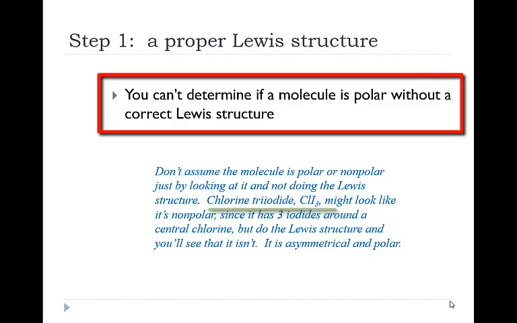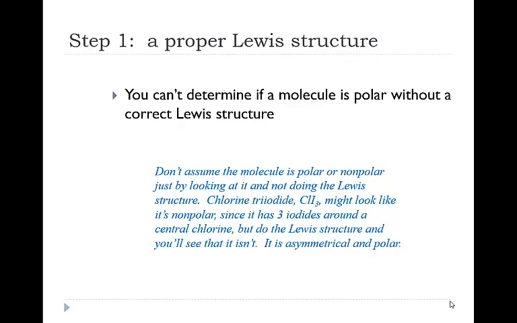For example, chlorine triiodide might look like it's nonpolar since it has 3 iodines around a central atom, so you might think it was trigonal planar. But if you do the Lewis structure, you'll see that it isn't. It is asymmetrical and polar. So always, if you're asked about whether a molecule is polar, you need to look at the Lewis structure.